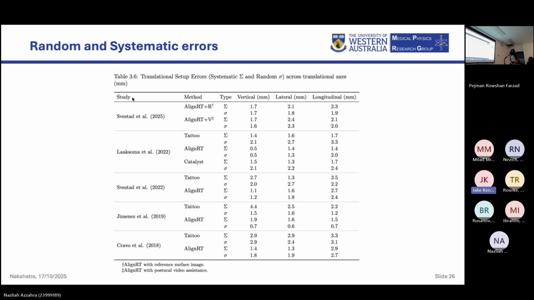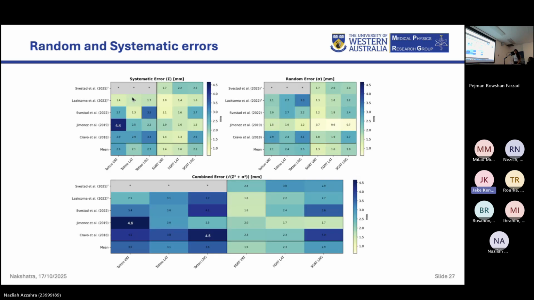Then another 5 studies reported random and systematic errors. For better visualization, I've created a heat map. On the right side, the tattoo-based setups across the 3 axes are given, and on the left side, there's SGRT along the 3 translational axes. The darker shades of blue indicate higher deviation.